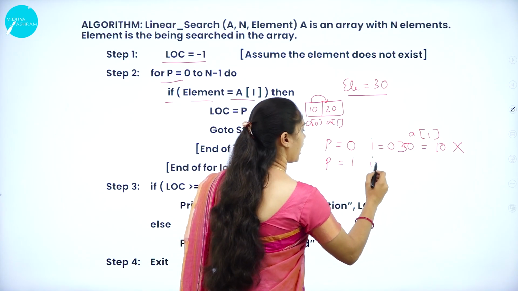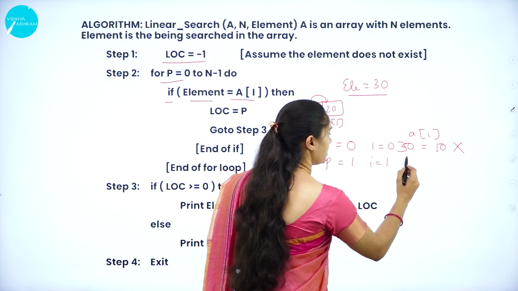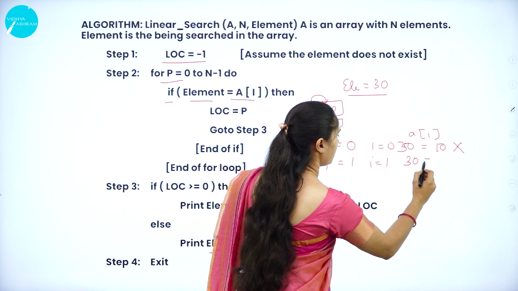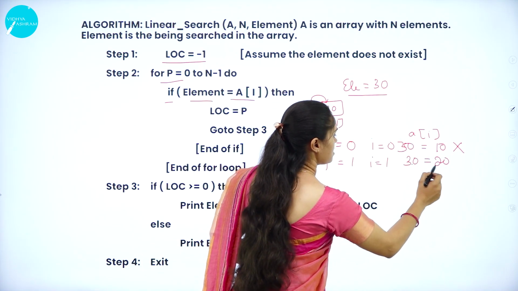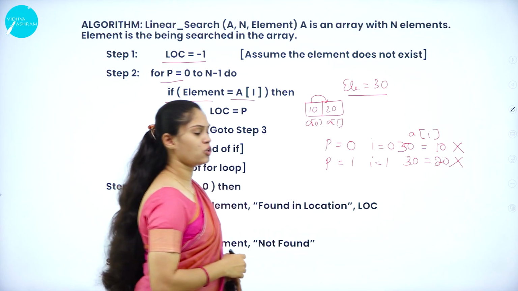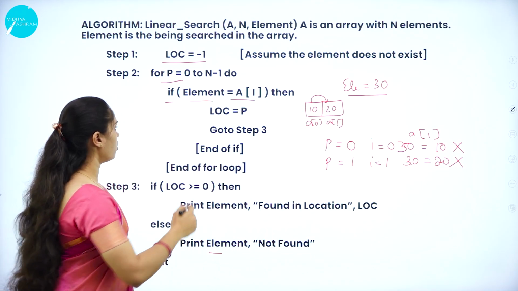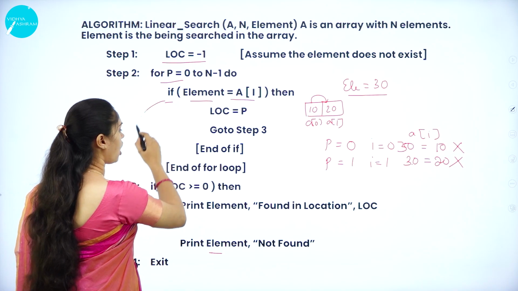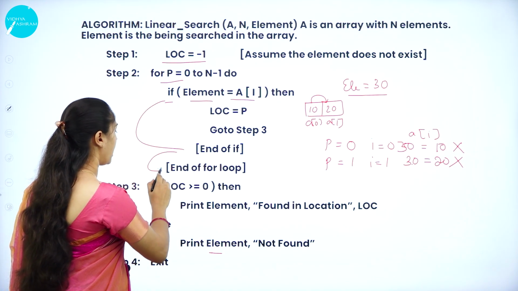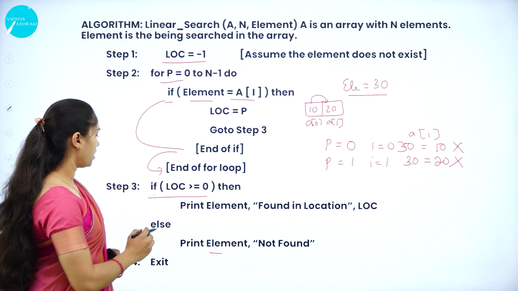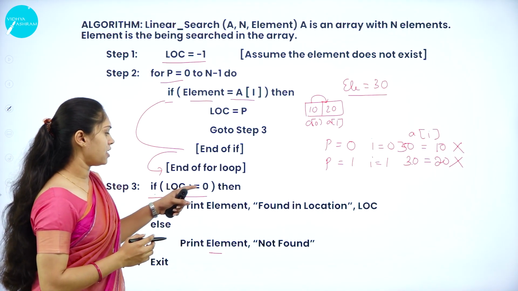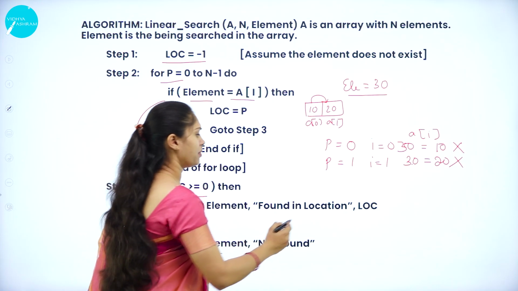So that means I becomes 1 now. A of 1, I am searching for element 30, is equal to what's there in A of 1? That is 20. Is 30 equal to 20? No. If it is no, then it will come out of the loop and come here, to if location is greater than or equal to 0. So let me check.